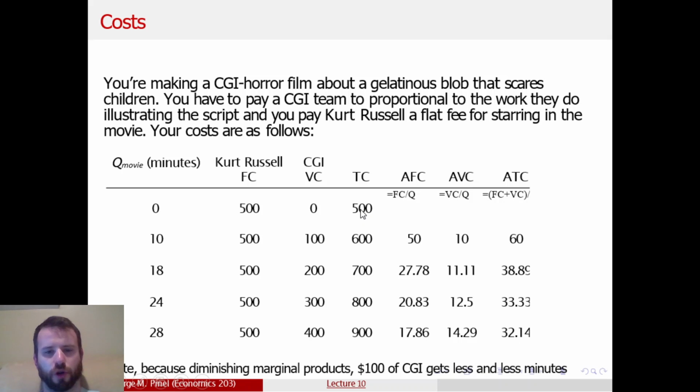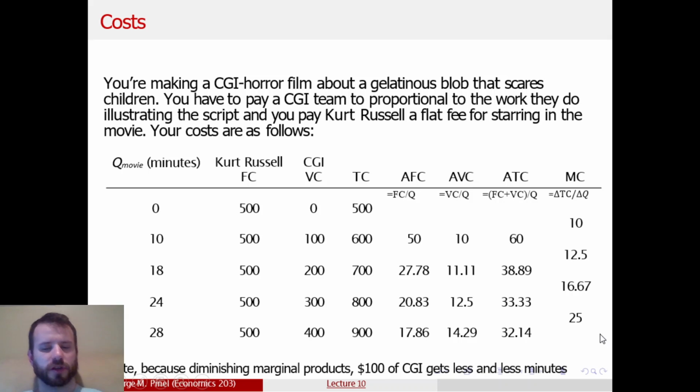And then the marginal cost is the only one that's left. So I would take the change in total cost divided by the change in quantity. So 600 minus 500 divided by 10 minus 0. So you have 100 divided by 10, so that should be 10. And then 100 divided by 8, that should be 12.5. And then 100 divided by 6, so that should be 16.66. Then 100 divided by 4, so that should be 25. Boom.